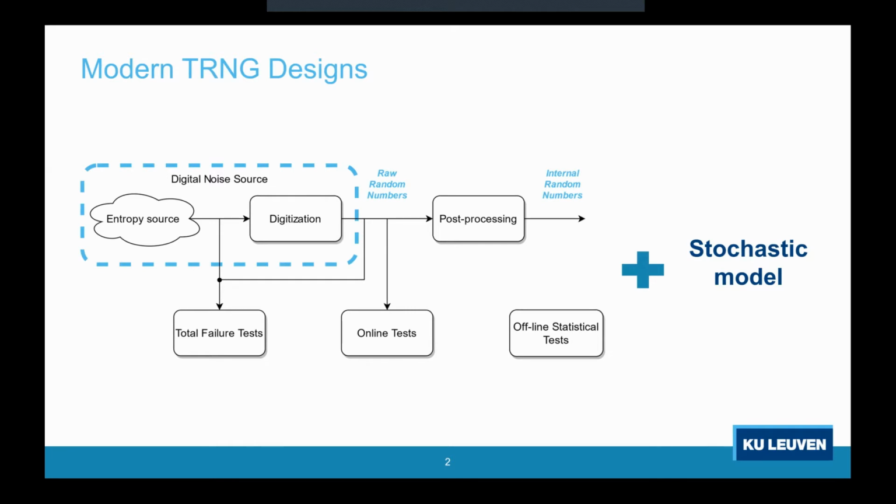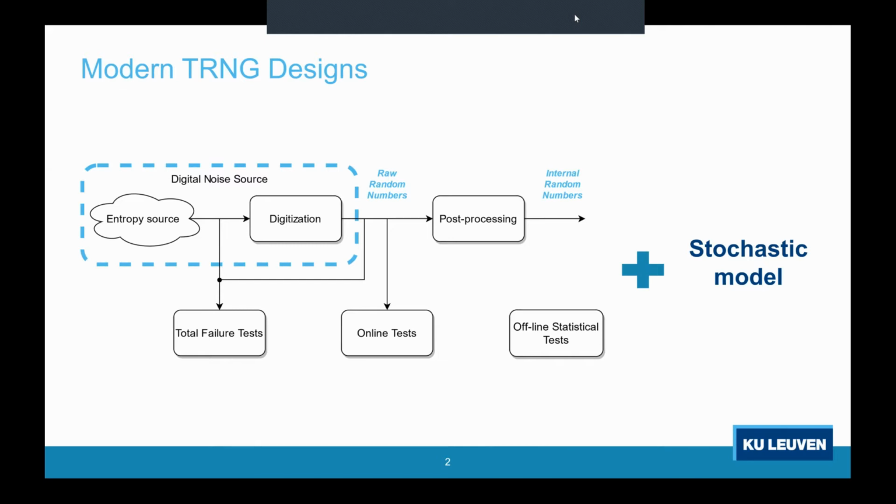This figure shows a generic architecture of a modern TRNG. The digital noise source is the core of a TRNG design, as it is the only component in the whole architecture with non-deterministic behavior. All true randomness is generated by the entropy source, often in the form of analog signals. Then we have the digitization module, which is needed to convert these analog signals into a digital form. The combination of the entropy source and digitization module forms a digital noise source. The produced outputs of the digital noise source are called the raw random numbers.